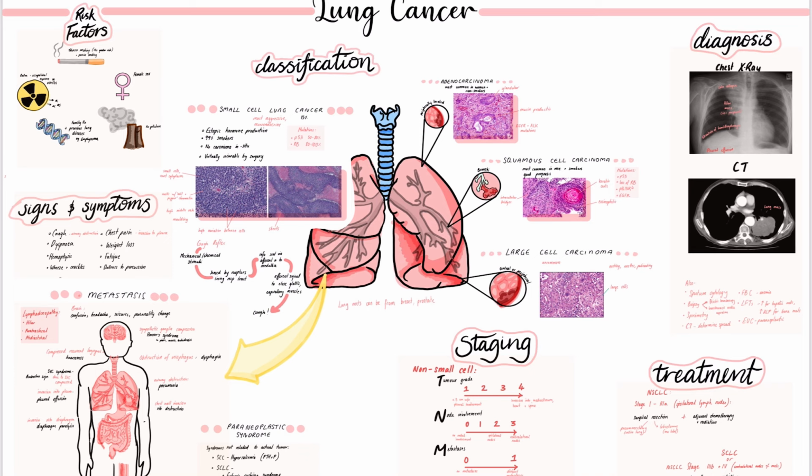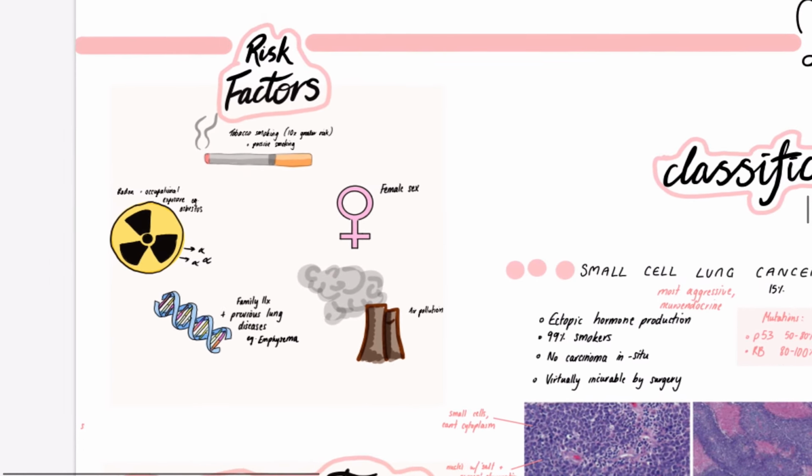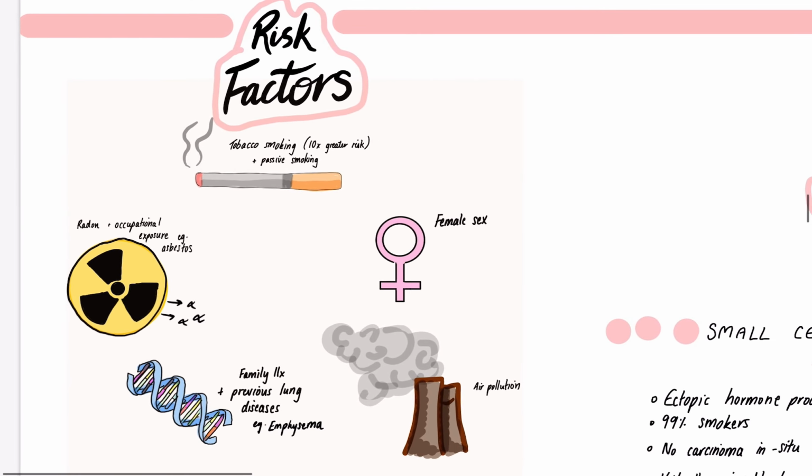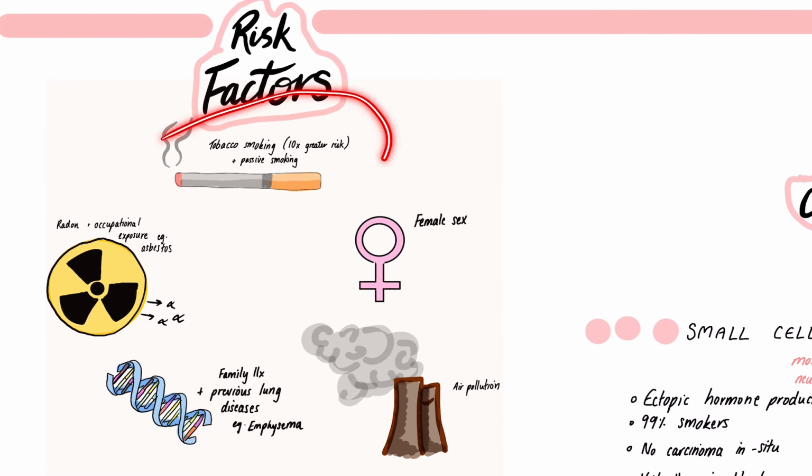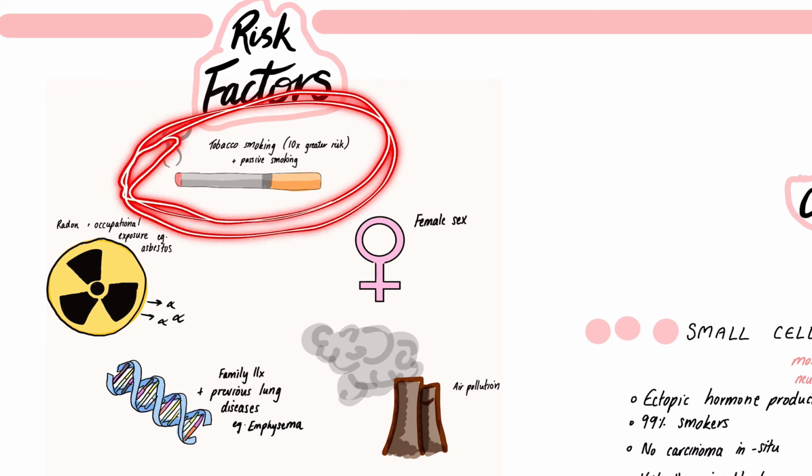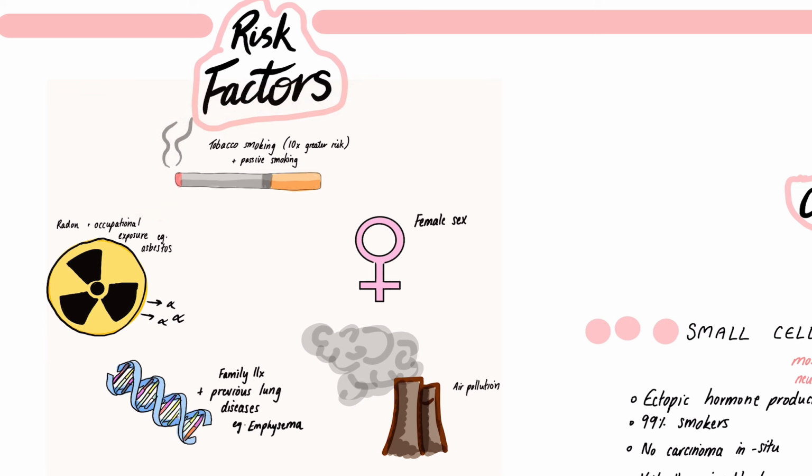So starting with the risk factors for lung cancer, the most obvious one is obviously tobacco smoking. If you smoke, you literally have a 10 times greater risk of getting lung cancer, which is crazy. And you can also get lung cancer from passive smoking as well, which is where someone in your environment is smoking and you're inhaling that smoke as well.